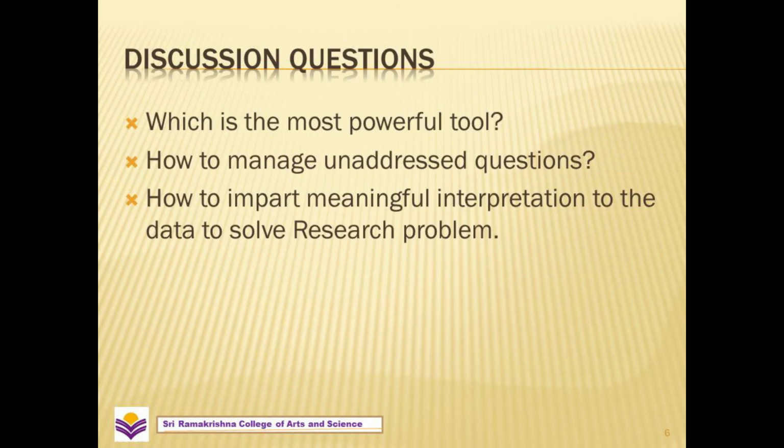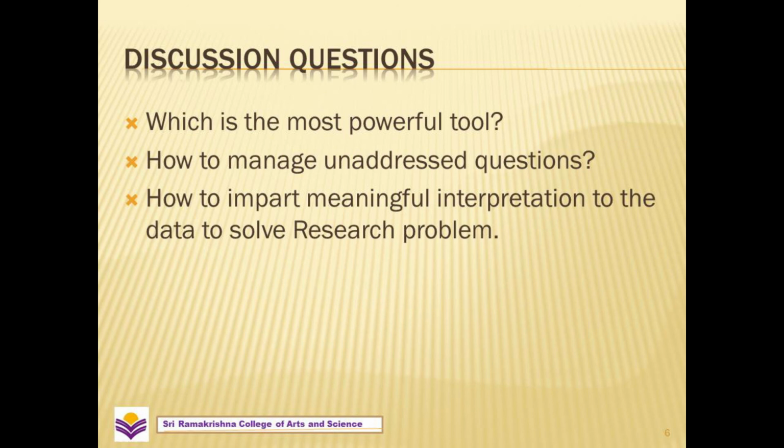The next slide is about a few questions for discussion. Which is the most powerful test? How to manage unaddressed questions while doing data entry? How to impart meaningful interpretation to the data to solve research problems? Try to answer those questions. If you have any doubts or need clarification, you can comment to me.